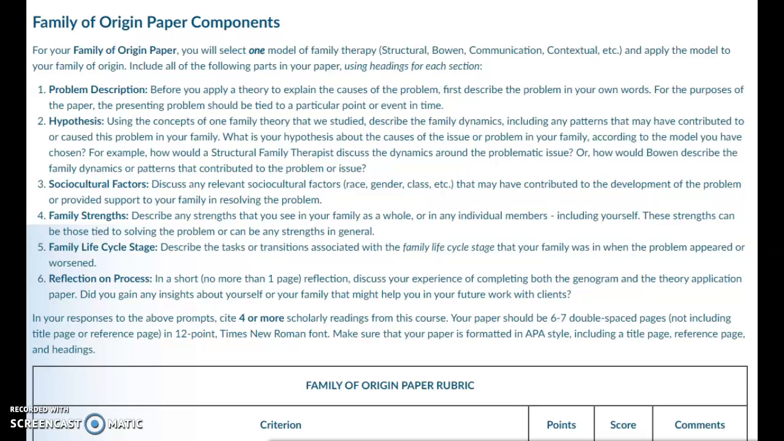Both of the assignments are due by Sunday, week 7 at 11:59 p.m.